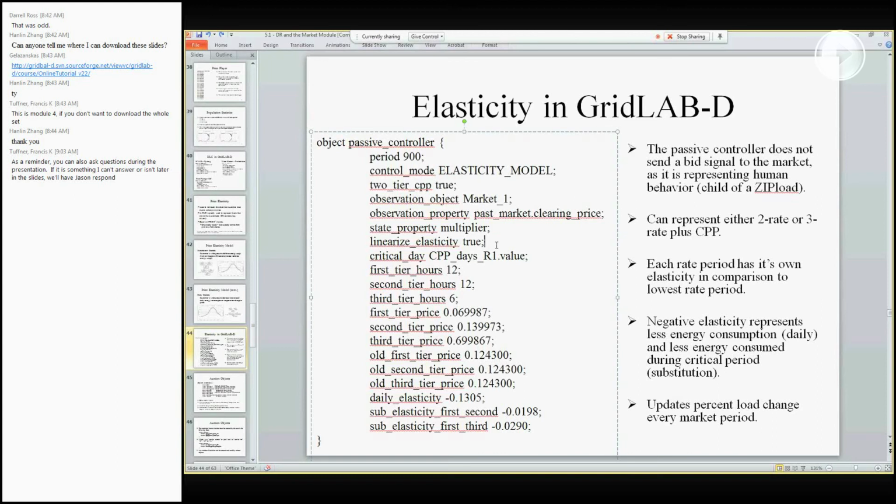You can either linearize this elasticity or not. So over short time periods, it's very easy for calculations to linearize this. It does change your values or your answers slightly, but it significantly increases speed because of all the built-in inaccuracies in these models. A little bit more doesn't seem like it's really hurting anything.